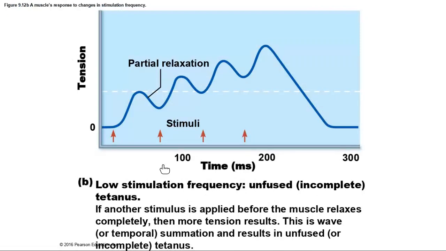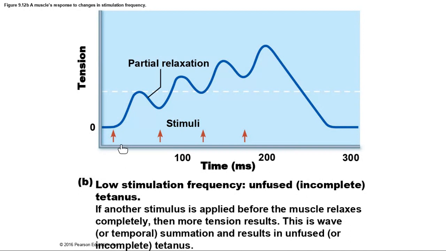So let's detail out these two types of tetanus. Remember that tetanus is going to result from temporal summation. All right. Now, here's what you're looking at. First of all, what's being said down here? Unfused or incomplete tetanus. Okay, so this is your first kind of tetanus. There are two types. The first kind is called unfused tetanus, or you could call it incomplete tetanus.